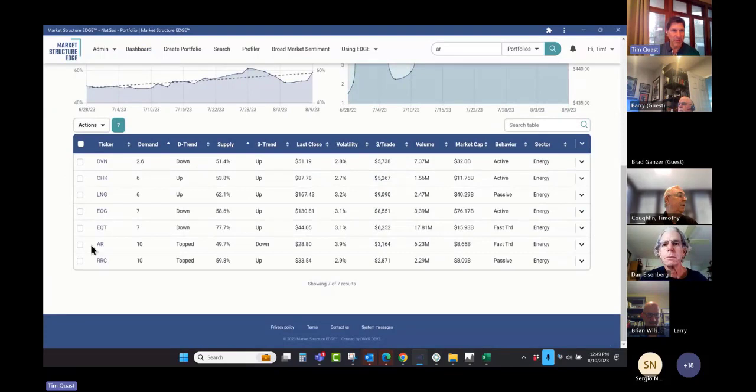Okay, here's Antero Resources. It's at 10 and top, meaning it spent more than 1 day. We know it spent a bunch of days there. 49.7% short, as we looked at. Trend, 30-day trend in the supply side. That will be a default 30-day view, is down. There's your price. Here's volatility. So it moves 4% a day between the intraday high and low.